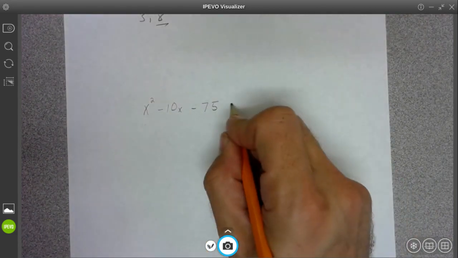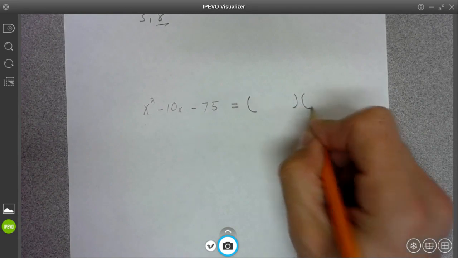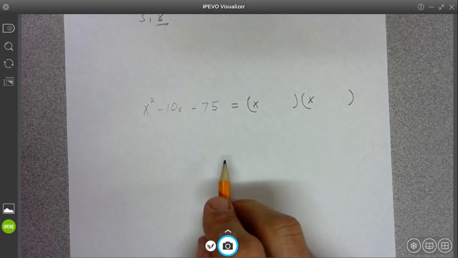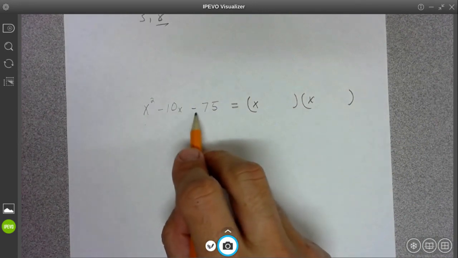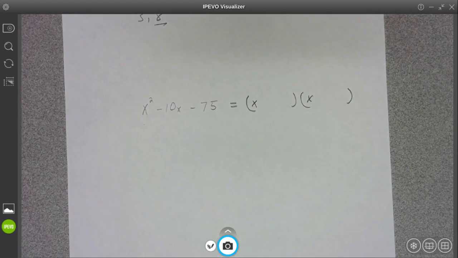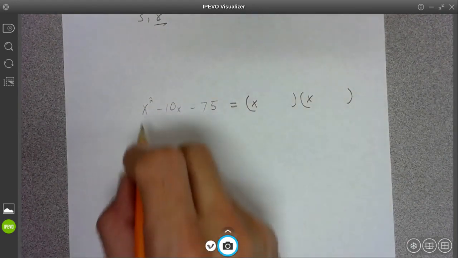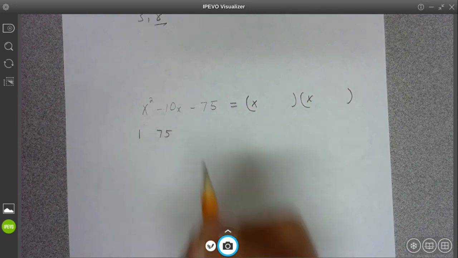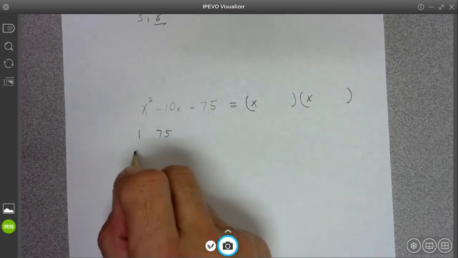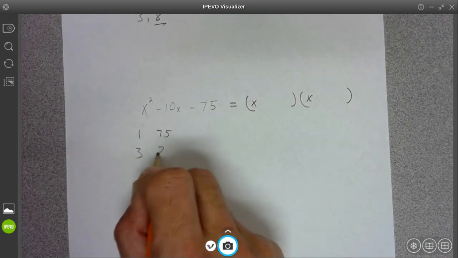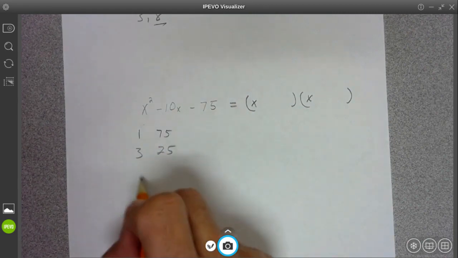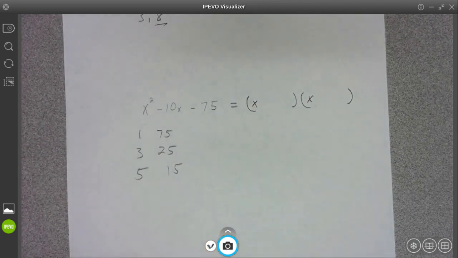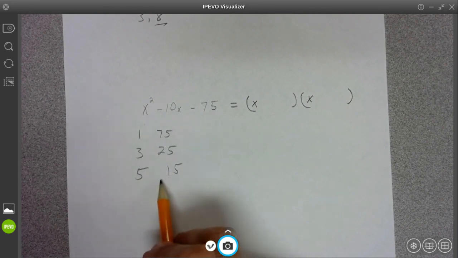Okay, let's see here. Last one for these. X times x will give us the x squared. Two numbers that multiply to 75 and subtract to give you 10. 75 is not on our list. So here I go, I'm going to list them out. 1 and 75, they don't subtract to give you 10. 2 doesn't go into it. 3 and 25 don't subtract to give you 10. 5 and 15, there it is. 5 and 15 will subtract to give you 10.